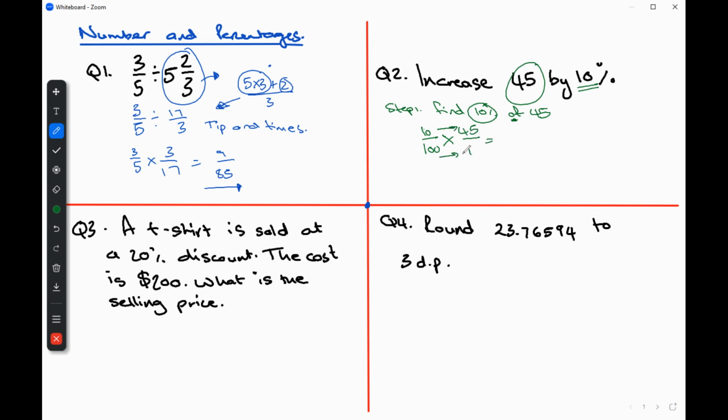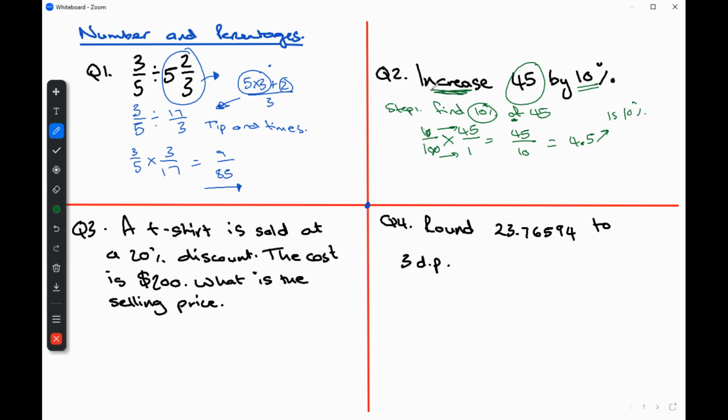Multiply the top, multiply the bottom. I could even cancel out the zeros here. And 1 times 45 is 45, divided by 10 will come to 4.5. Now we don't stop there. That is 10%.